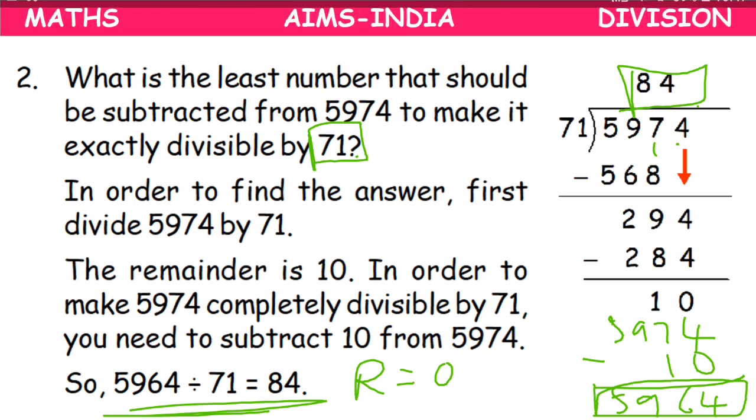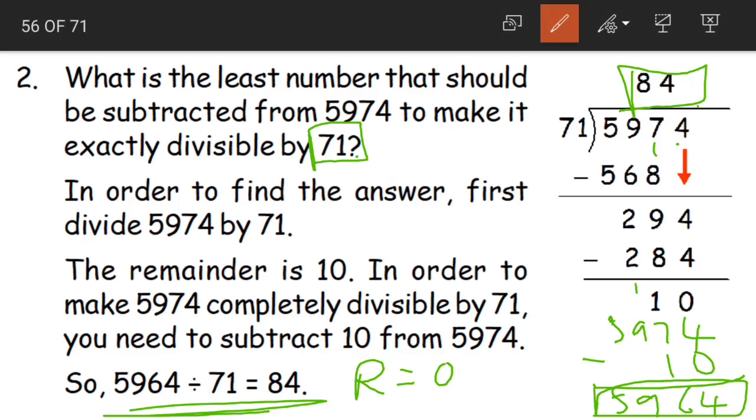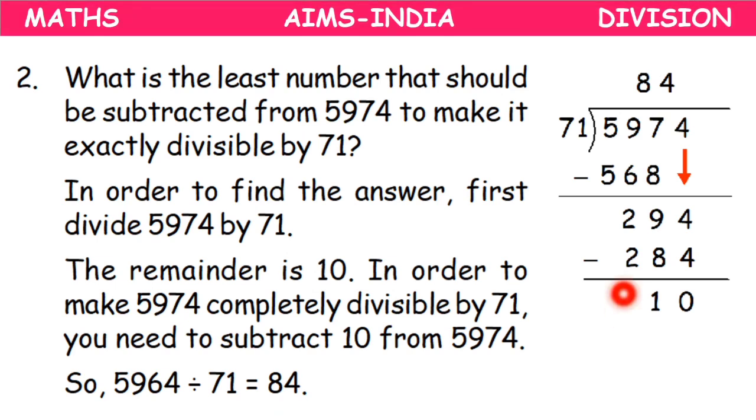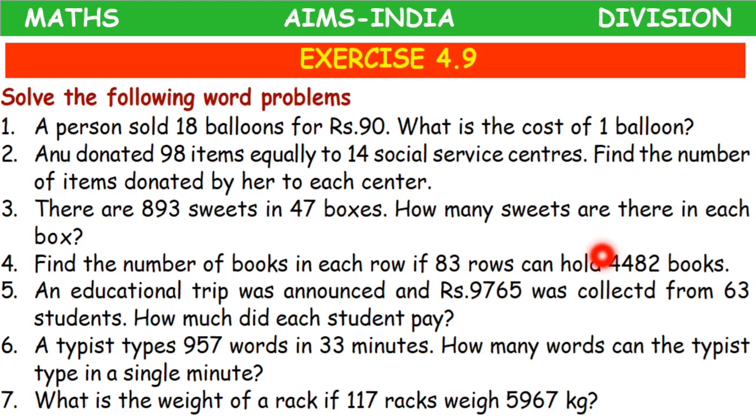Whenever they ask you a question like this, what is the least number that should be subtracted from any number to make it exactly divisible, it would be our remainder. If we take out the remainder, then when we divide, the remainder would be 0. That means the number becomes exactly divisible. So now here we are having few word problems to solve.